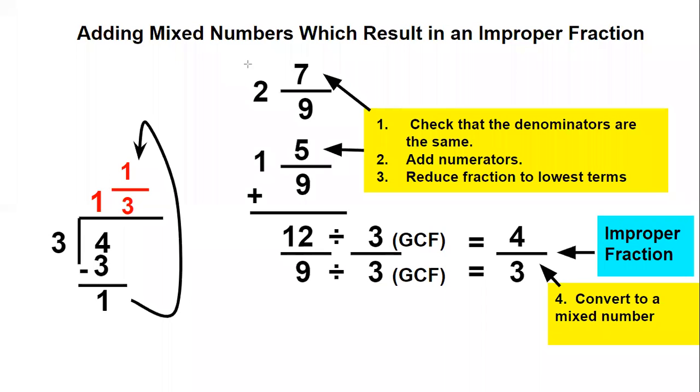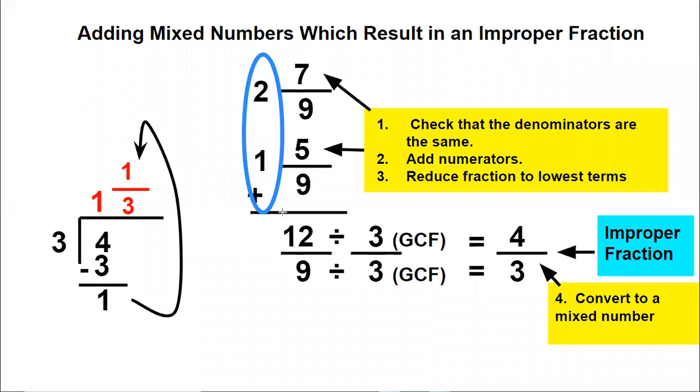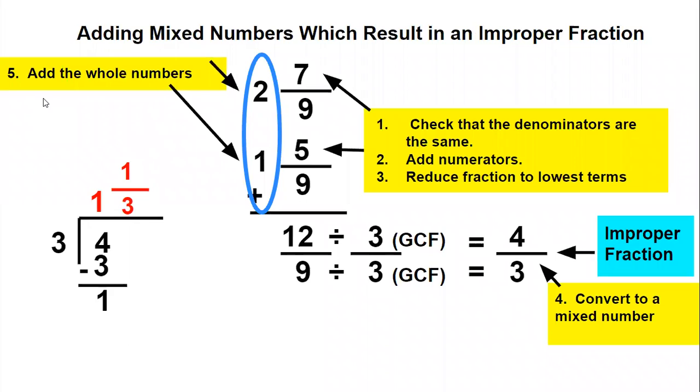We forgot that we've got these whole numbers here. We've got to add them yet. So let's see what we do about that. So now we have to add the whole numbers. 2 plus 1. What is 2 plus 1? 3. Okay, are we done now?